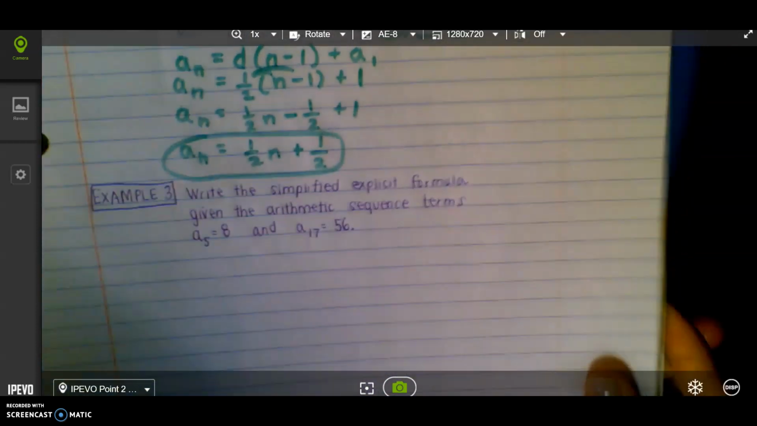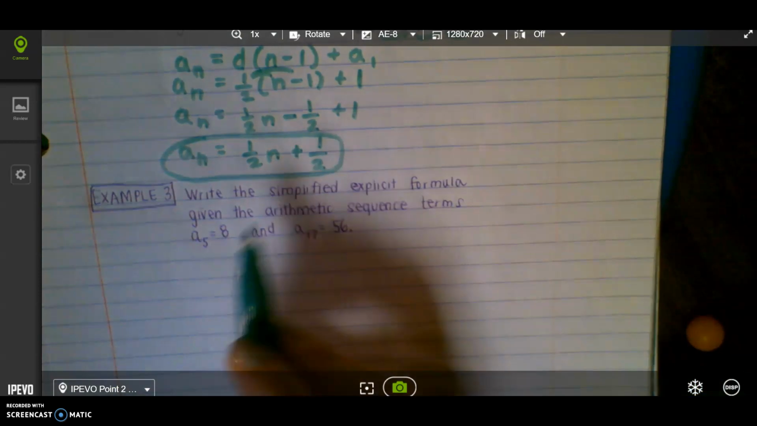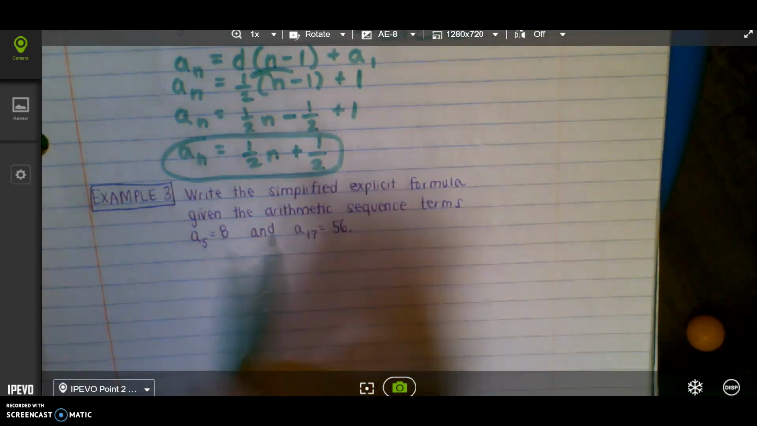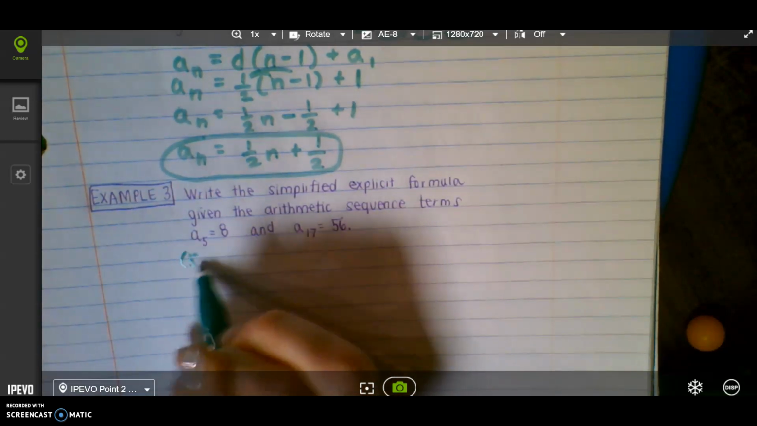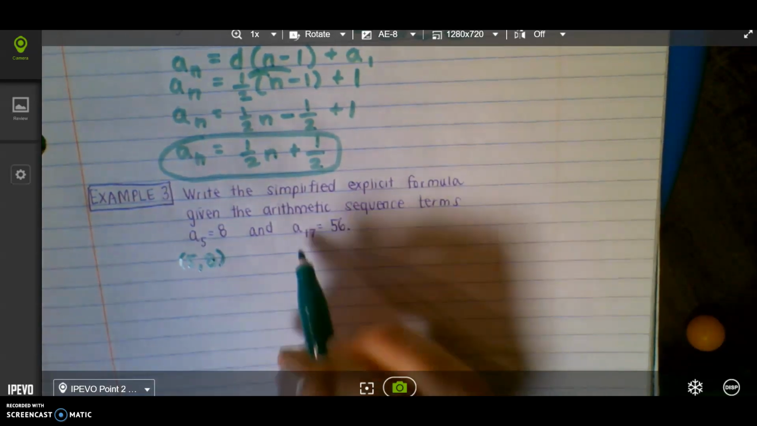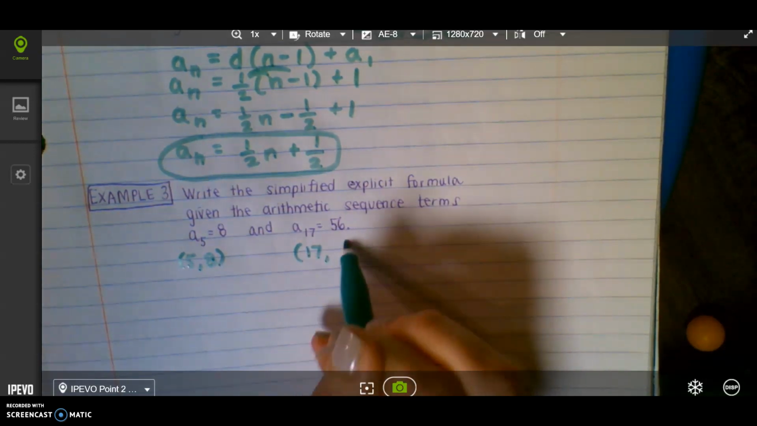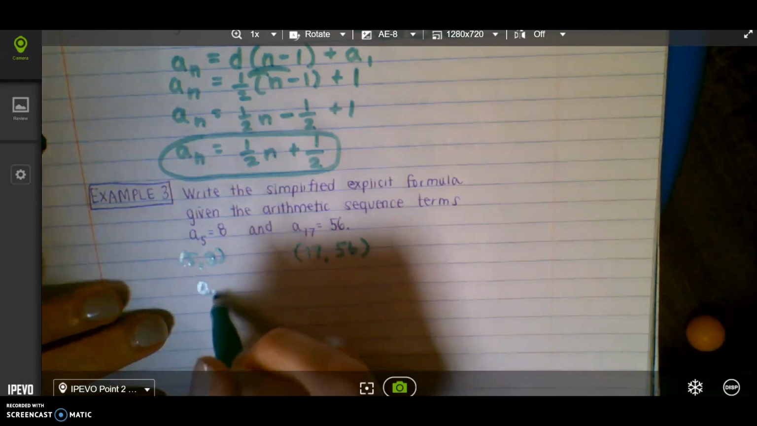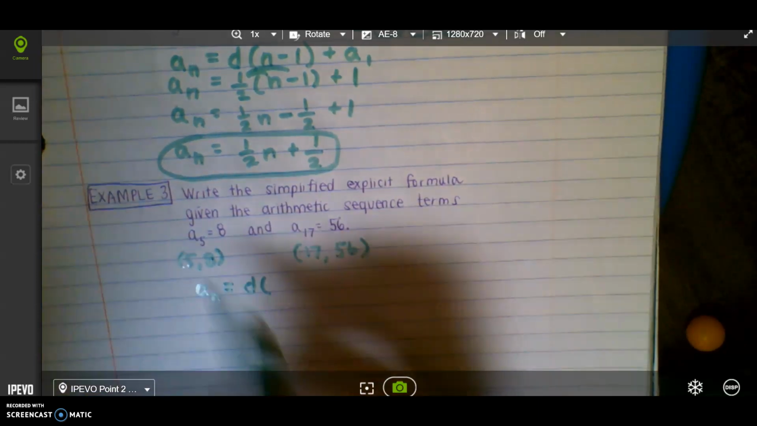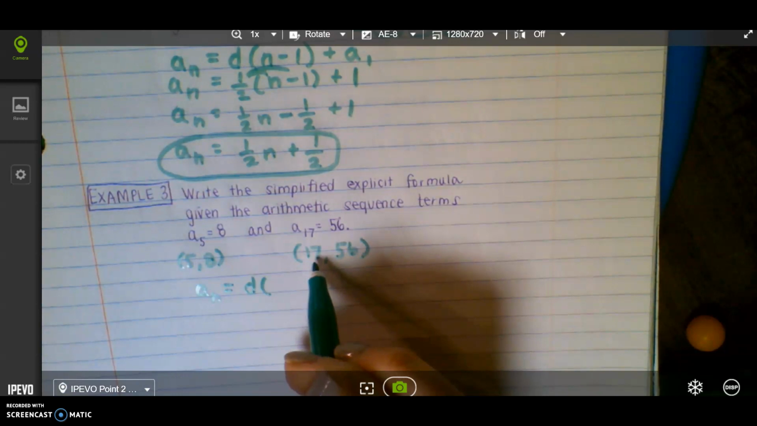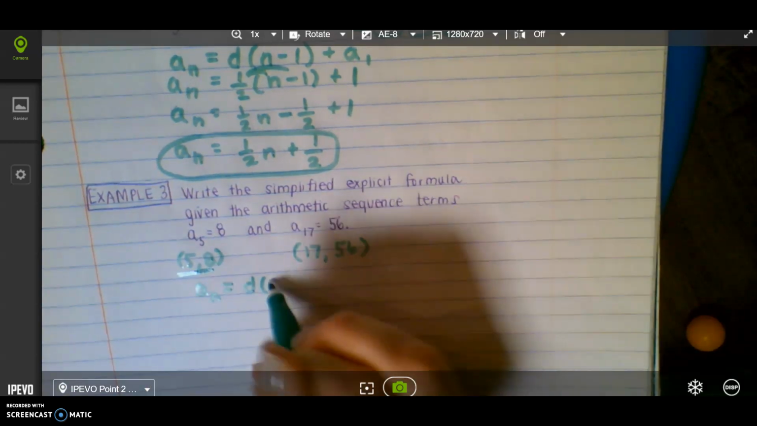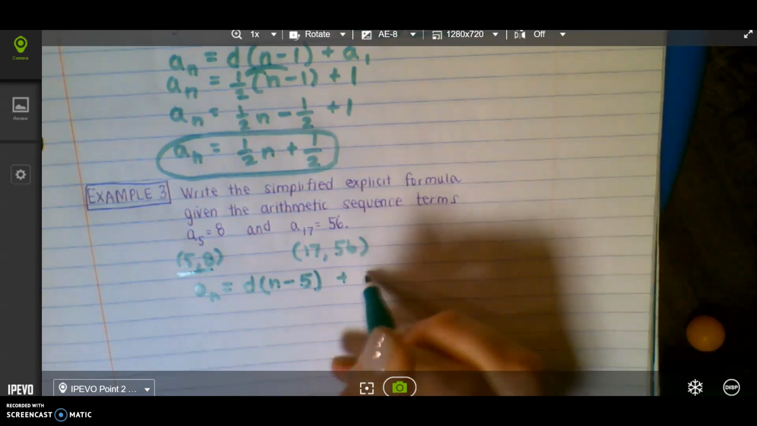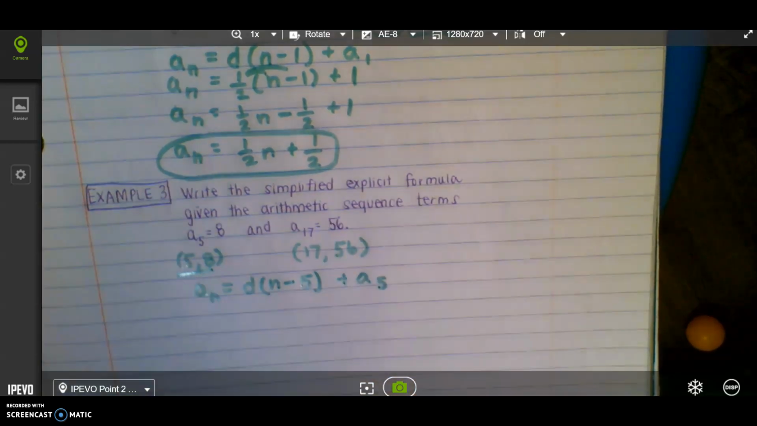Last example in part 1. Write the simplified explicit formula given the arithmetic sequence terms a sub 5 equals 8. So the fifth term is 8, and a sub 17 is 56. So here we go. A sub n equals d times, I can use either the 5th term or the 17th term. I'm going to use the 5th term. So I'm shifting to the right 5, and then plus a sub 5.